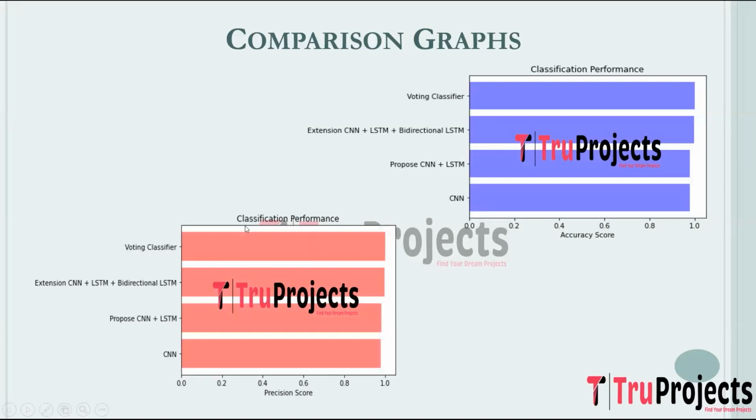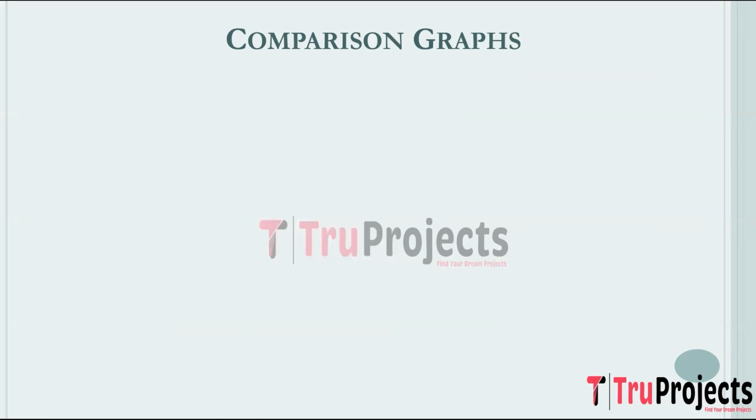This is the precision comparison graph. Precision is the ratio of true positive predictions to the total positive predictions, representing the model's ability to correctly identify relevant instances while minimizing false positives.